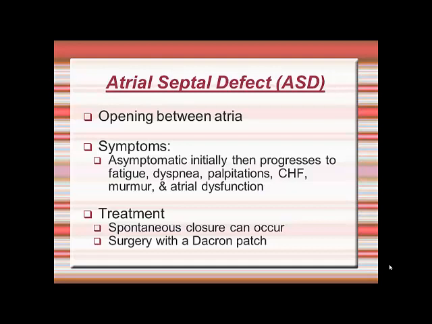And these are some of the things you may see: palpitations, possibly congestive heart failure, murmur, and atrial dysfunction. You want to watch these children closely, though. Spontaneous closure can occur in these children. In other words, that little opening can close over time, and take care of any problems. However, if it hasn't closed by age 2, then they usually do some kind of surgery or catheterization to close it, and they may use a Dacron patch.